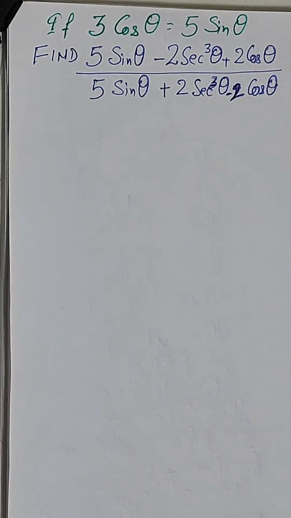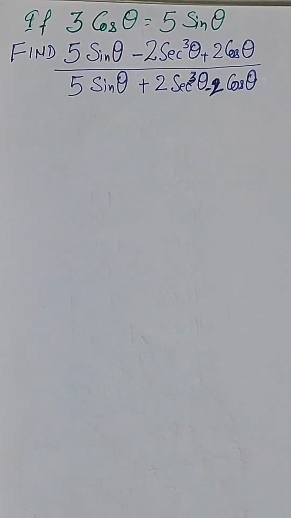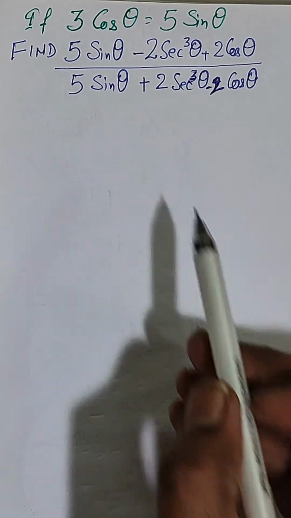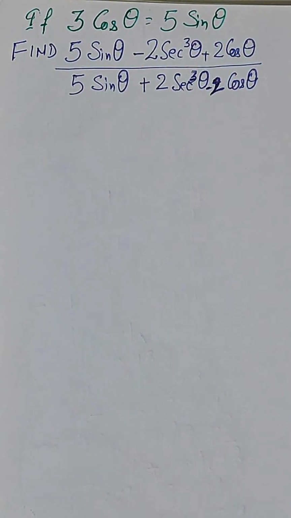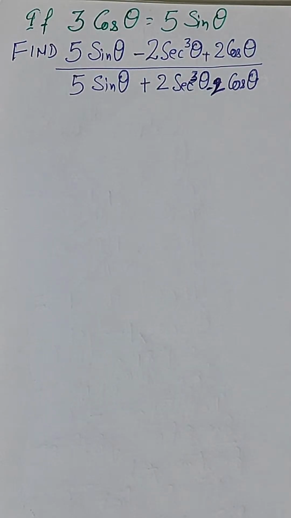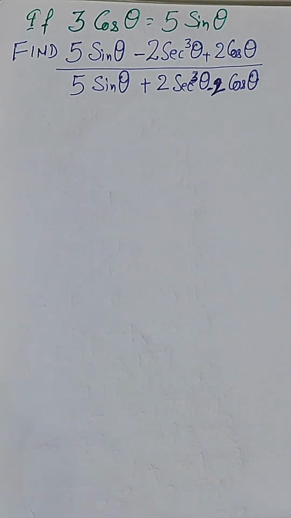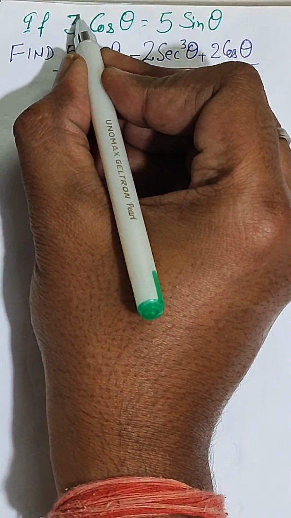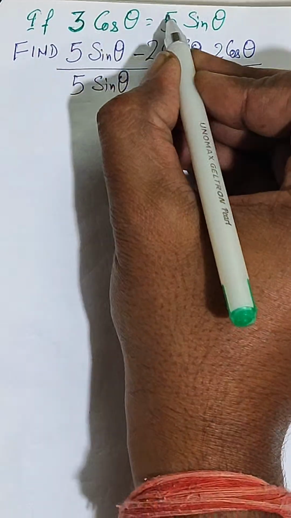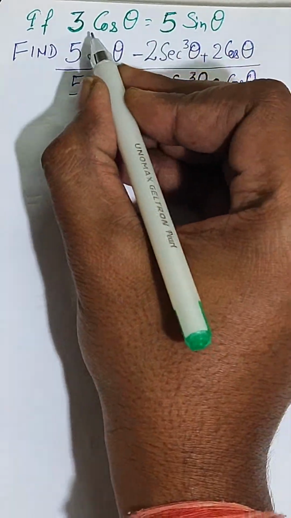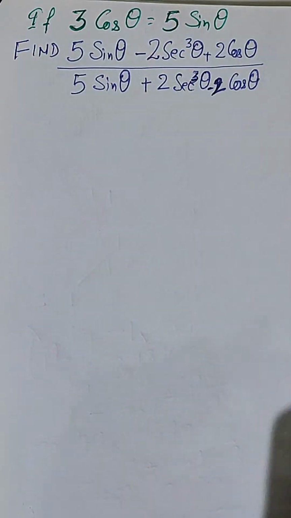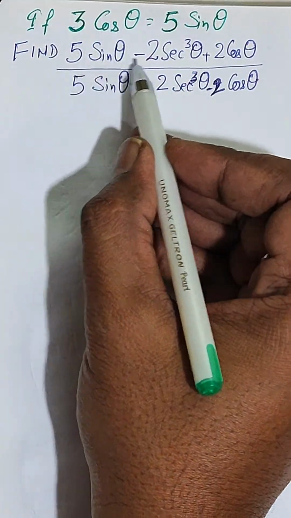Again, this is a question from trigonometry where it's given that 3 times cos theta equals 5 times sin theta. This is the data which is given to you. 3 times cos theta equals 5 times sin theta. Then we need to find the value of this identity.